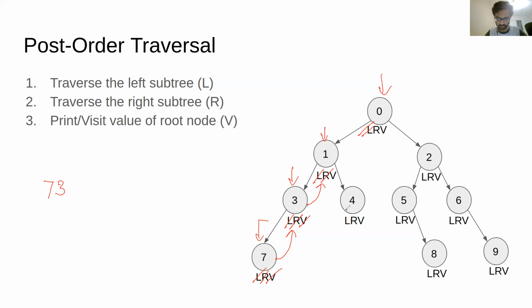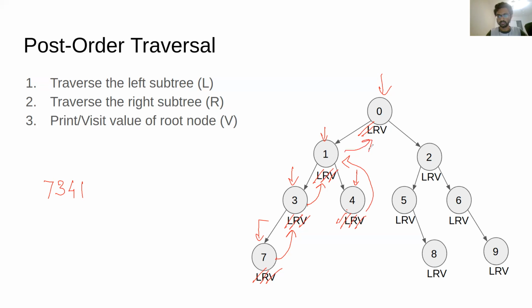We check, does 4 have a left subtree? No. Does 4 have a right subtree? No. So we visit 4. Output is 4. We go back. Now we check here that we haven't visited 1 yet. So the output is 1. Visited 4. LRV is complete.